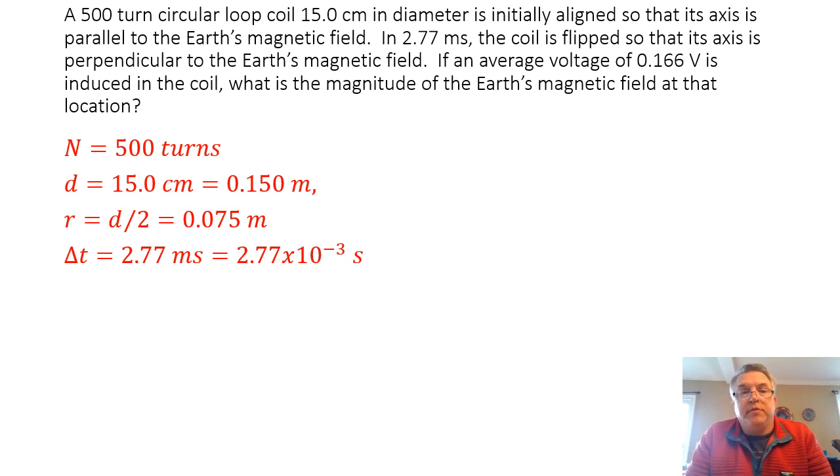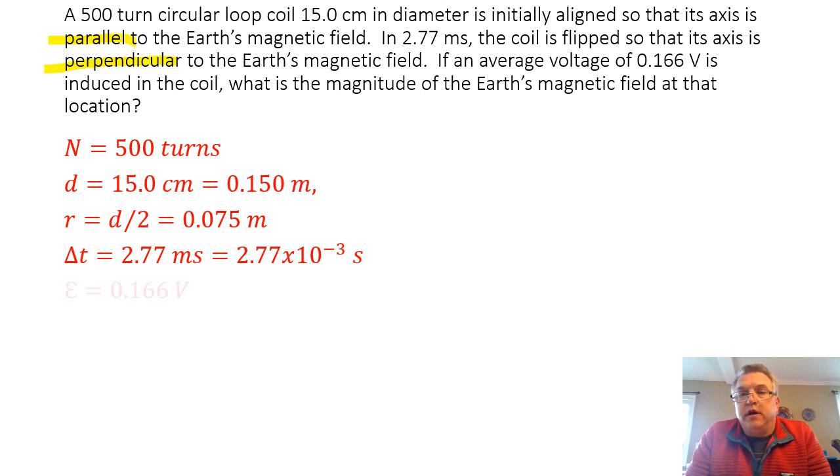And that is important because in the beginning of the problem, we are told that the coil is parallel to the Earth's magnetic field. Remember, when the coil is parallel to the magnetic field, the magnetic flux in the coil is going to be 0 because there are no magnetic field lines going through the coil. But then when it is turned perpendicular to the magnetic field, the number of flux lines going through the coil is going to be at its maximum value. So that fact that it's turning 90 degrees is important.